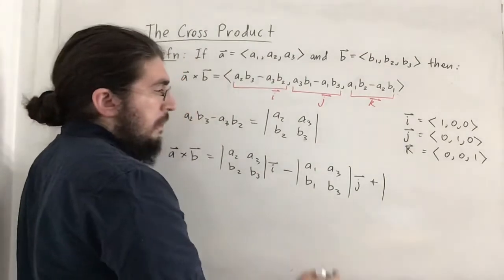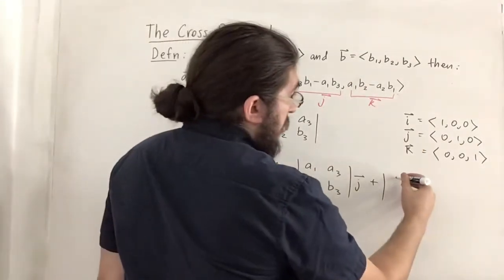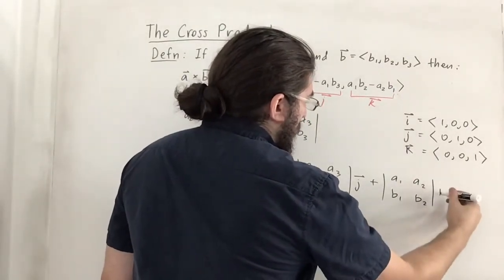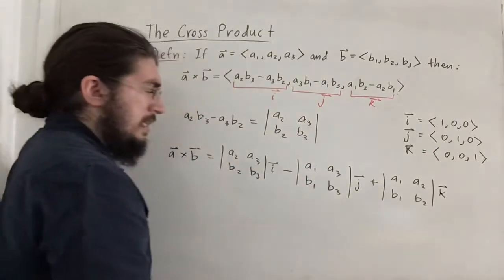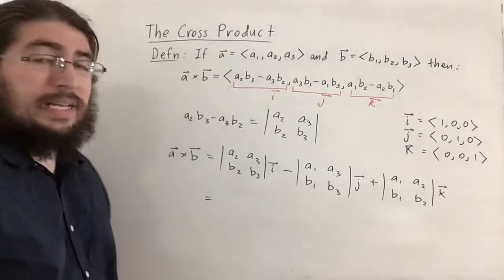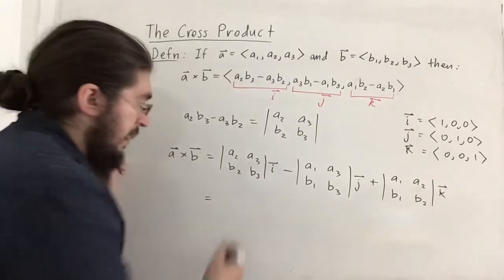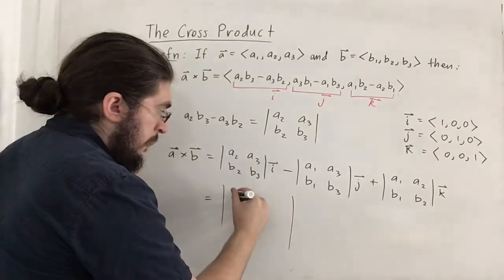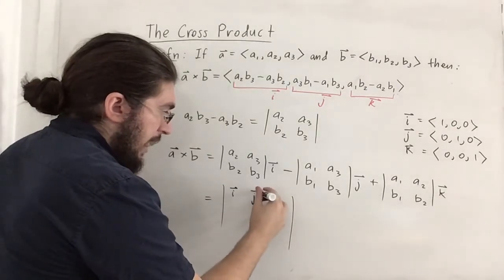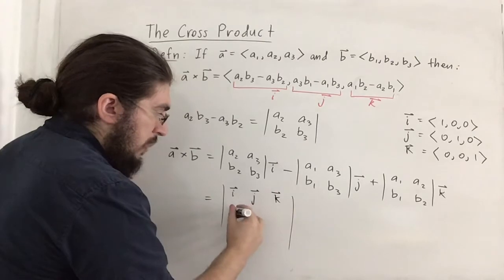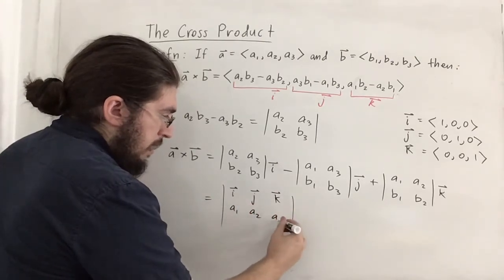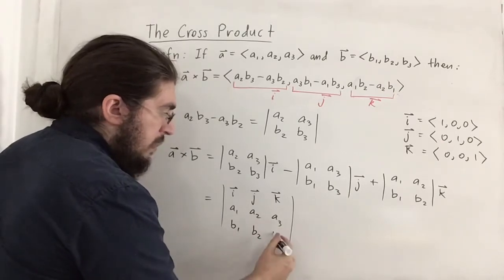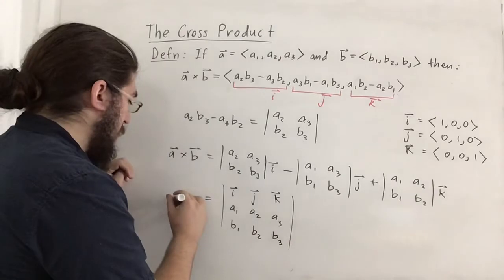And now this would be plus the determinant of A1, A2, B1, B2, K. So maybe you can see exactly what this is. Basically what we're saying is that this cross product, the way it's defined, is really just the determinant of the 3x3 whose top row is just the vectors I, J, K, and whose bottom two rows each are the vectors A and B.